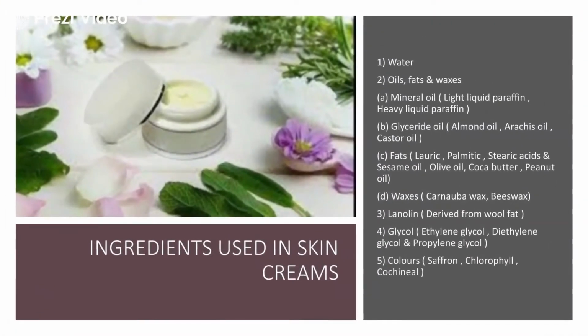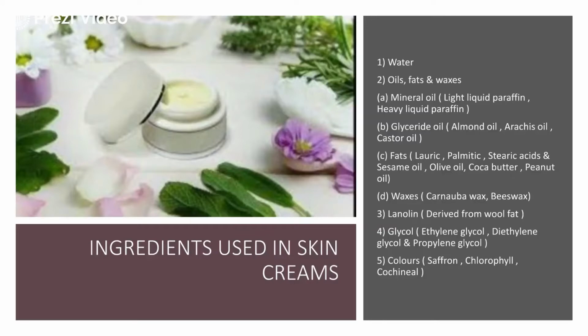As I have told, there are two phases in creams. First is the oily phase and second is the aqueous phase. When we talk about the aqueous phase, that means we need water as one of the components. Then second are different substances like oils, fats and waxes, which primarily make up our oily phase. When we talk about oils, we have mineral oil, which can be light liquid paraffin or heavy liquid paraffin. Then glyceride oils: you must have seen herbal oils like almond oil, arachis oil, castor oil. They are widely used in different types of creams.